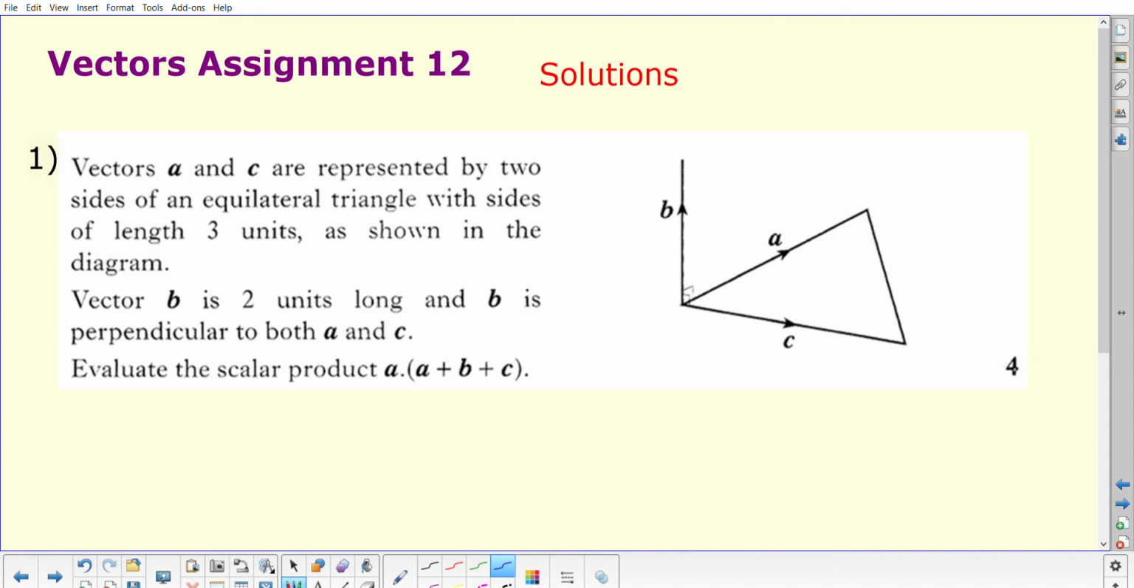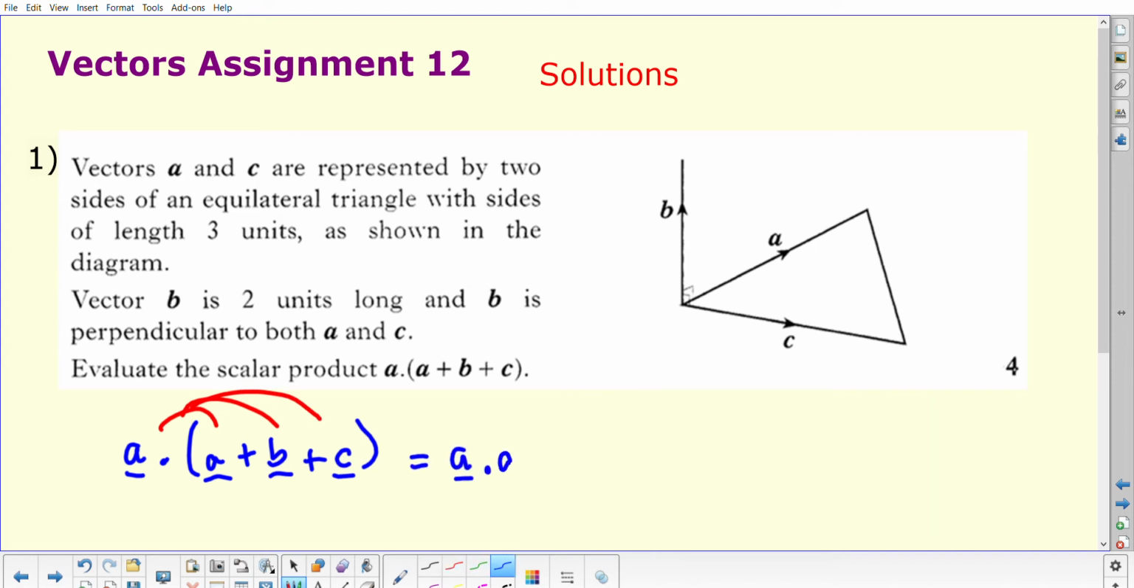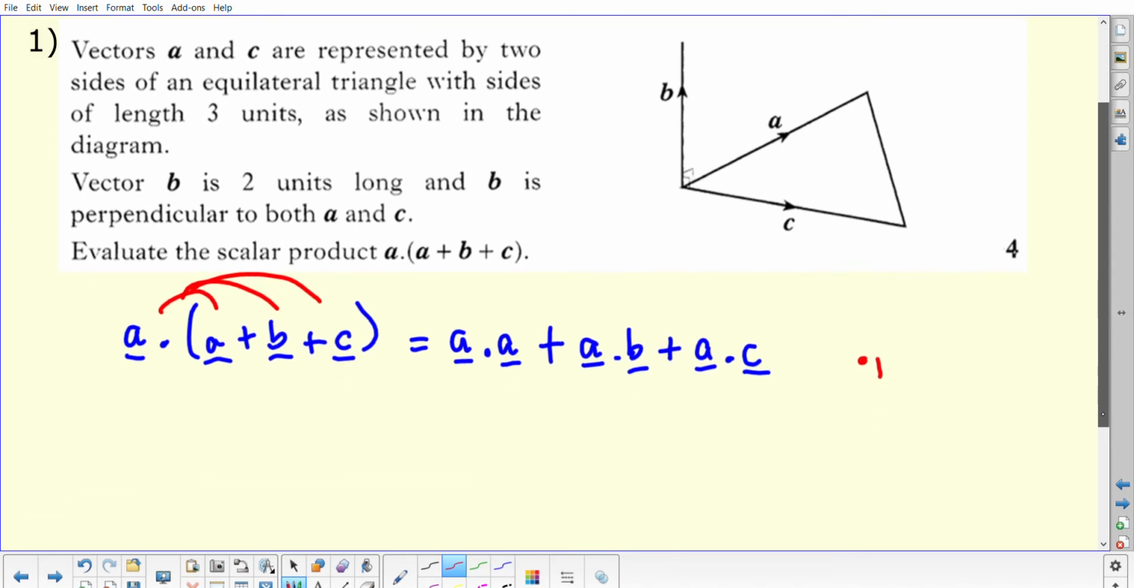So we are being asked to work out this scalar product, so we begin by treating the bracketed term with the A dot part at the front of this as if you are multiplying out the brackets. So what you want to be writing down is that is going to become A dot A plus A dot B plus A dot C. And if you've written that out, that earns you the first mark.